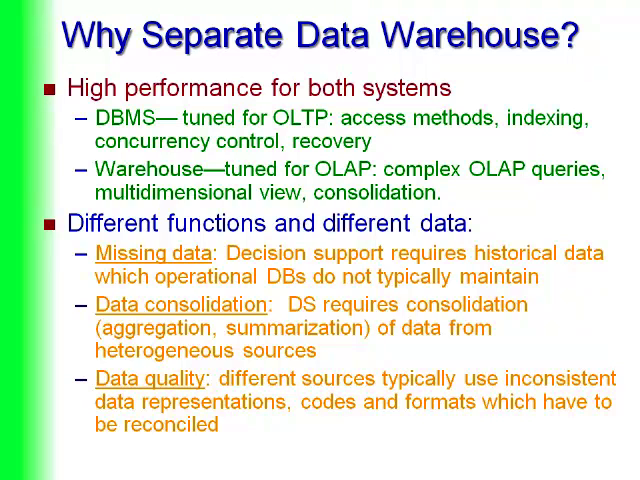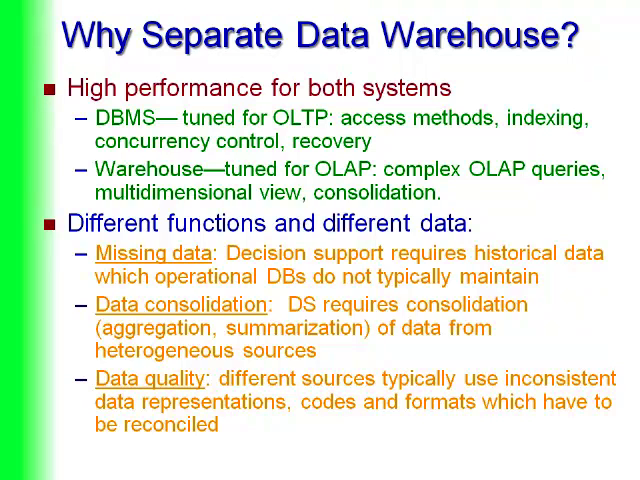A separate data warehouse is required to improve the performance for both the online transaction system as well as the warehouse system. You all know that a DBMS is tuned for OLTP. So it has full-fledged support for better access methods, indexing, concurrency control, and recovery procedures. Whereas the warehouse is tuned for OLAP processing. Complex OLAP queries, multidimensional view and consolidation are the key objectives of building the data warehouse. Of course, missing data needs to be very carefully handled, and data consolidation is also important. Quality of data is also important.